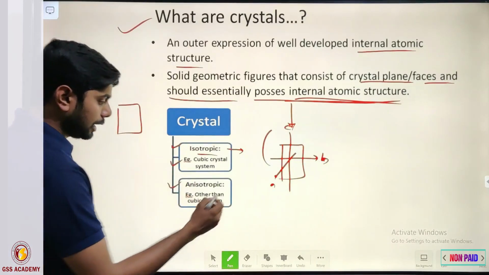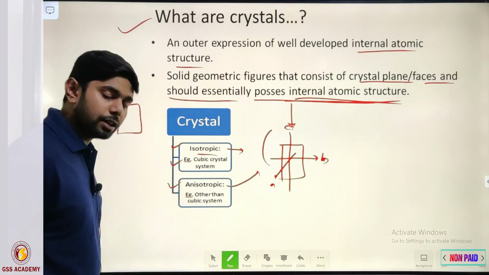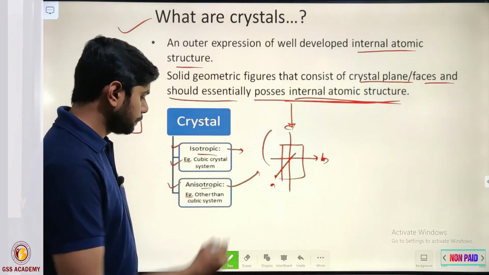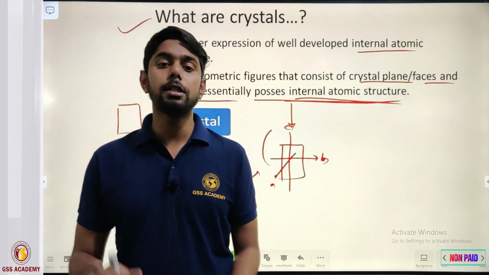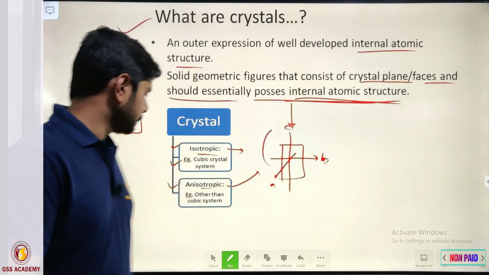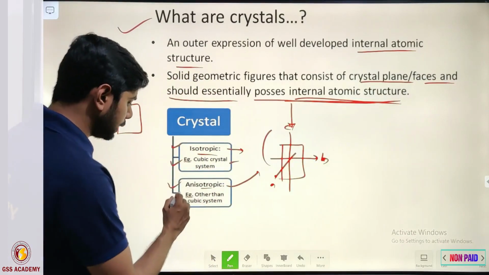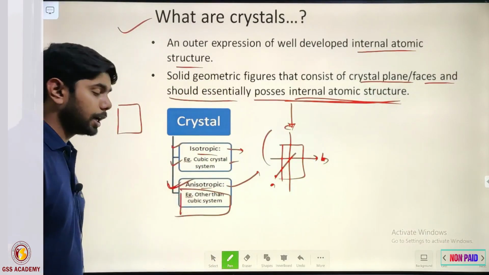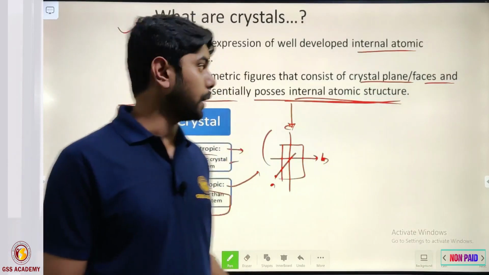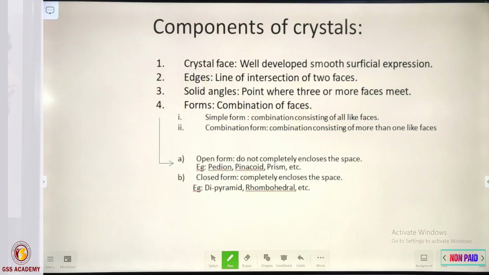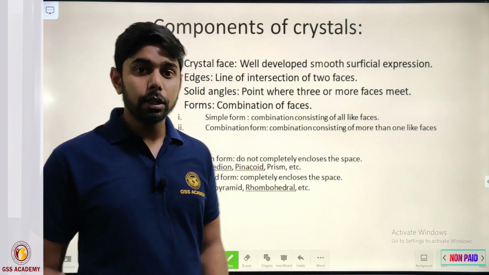If the properties vary with the direction, then we call it an anisotropic crystal. All crystal systems other than the cubic crystal system come under the anisotropic crystal system. After that, we will see some components of the crystals.